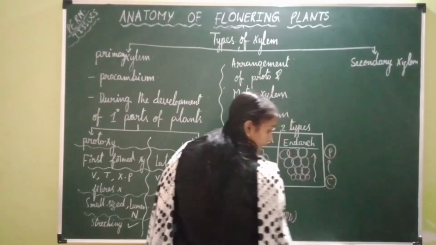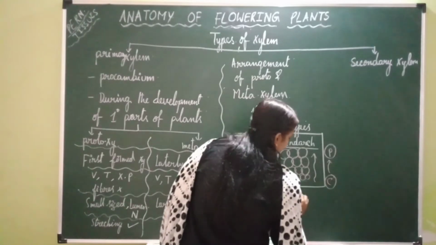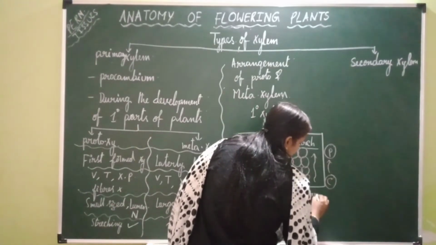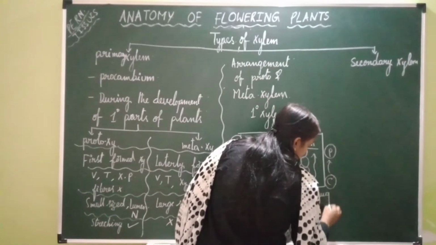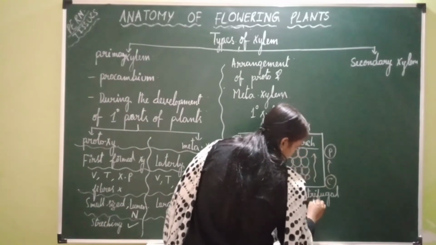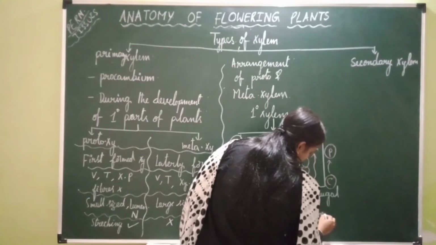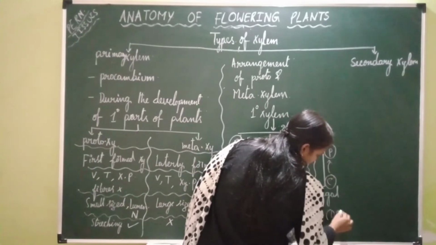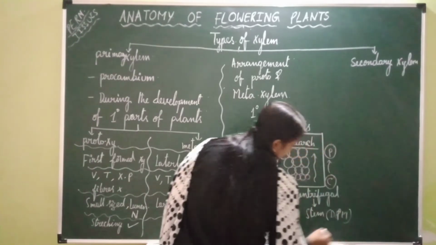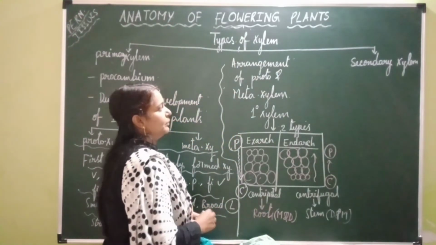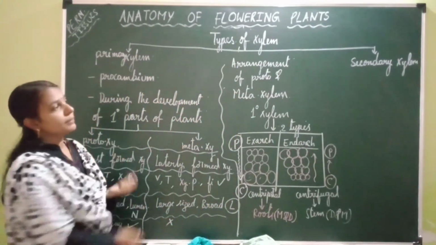So what type of xylem is it? Centrifugal type of xylem. So this centrifugal type of xylem is present in stem, that is both dicot and monocot stem. Both dicot and monocot stems consist of centrifugal type of xylem. So this is all about primary xylem.